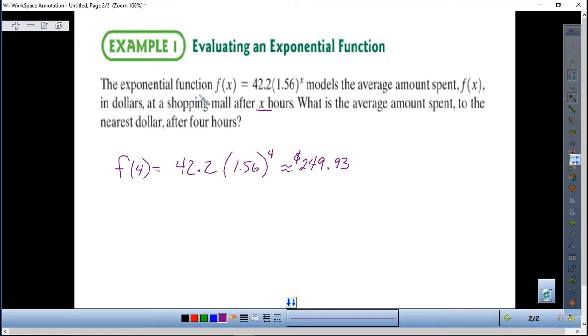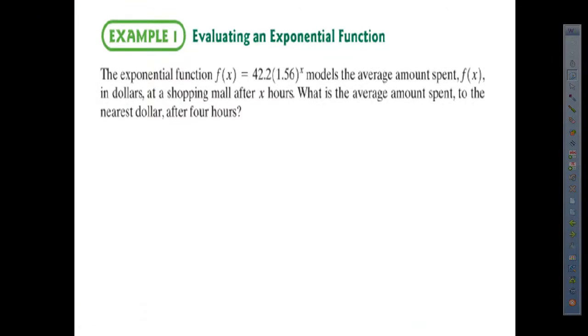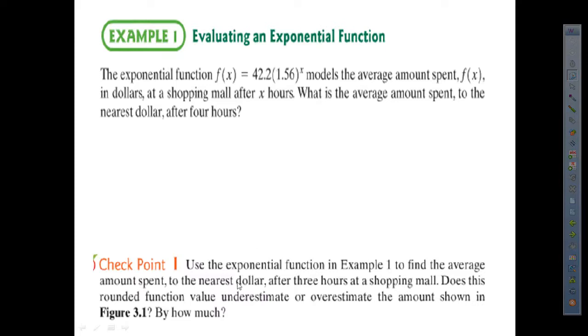So according to this exponential function, if you spend 4 hours at the mall, you're going to end up spending $249, almost $250. Now, what would you have if you had, let's say, 3 hours? So you guys try this, grab you a calculator, some way, shape, form, or fashion, and try this. You're going to want to put it in.